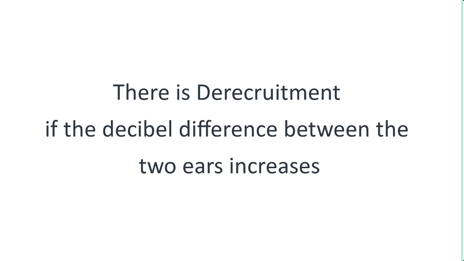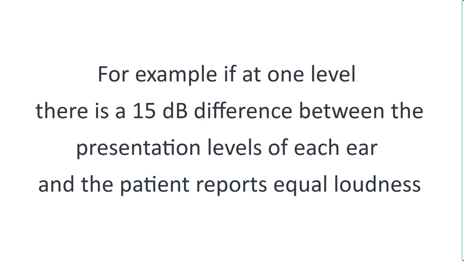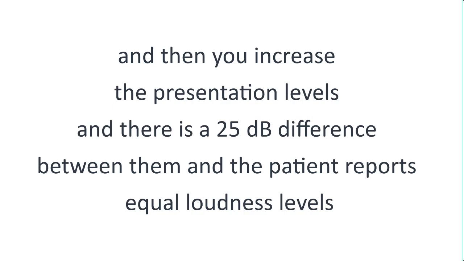There is derecruitment if the decibel difference between the two ears increases. So for example, if at one level there's a 15 dB difference between the presentation levels of each ear and the patient reports equal loudness, and then you increase the presentation levels and then there's a 25 dB difference between them and the patient reports equal loudness levels.